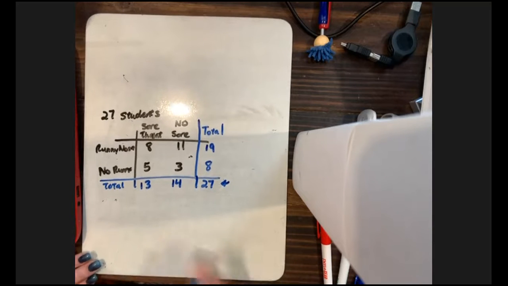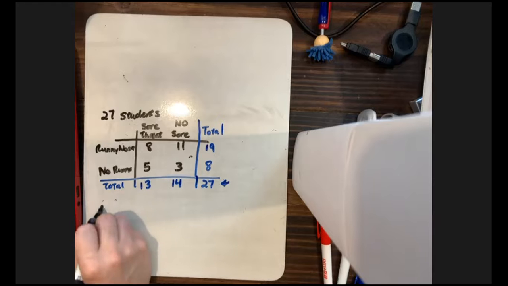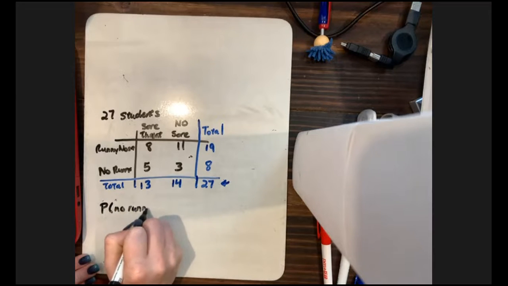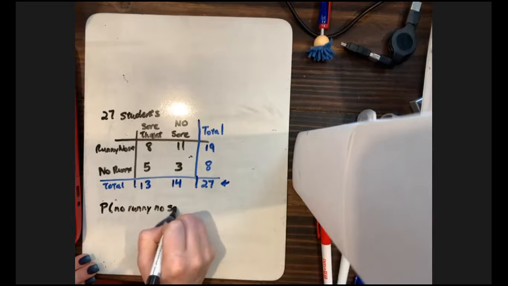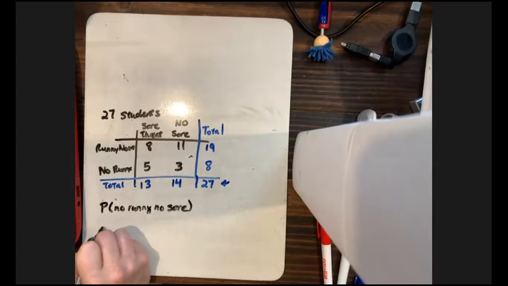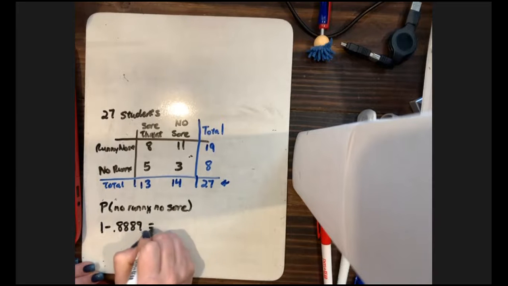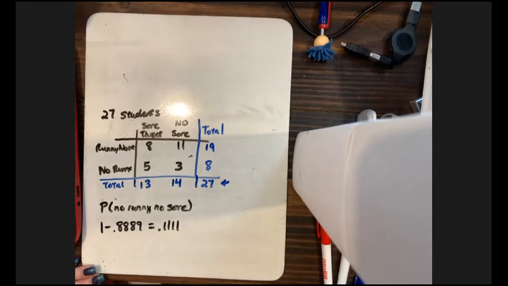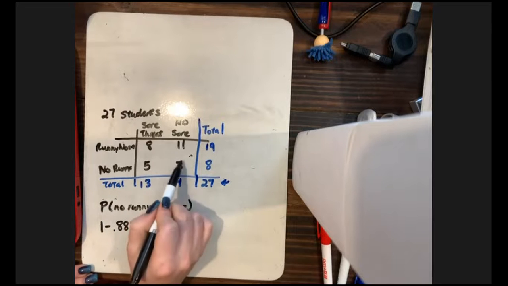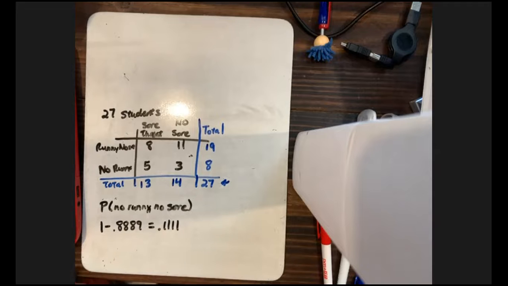Okay. They ask us, what's the probability? No runny nose, no sore throat. Well, if I just said the probability they have one or the other, this is now the complement of that. So it's going to be 1 minus that 0.889 that we just had, which is going to be 0.111. No runny nose, no sore throat. I can also find it right here in this corner. But this is the complement of that other one that we just found.